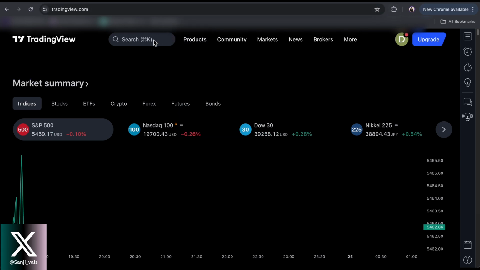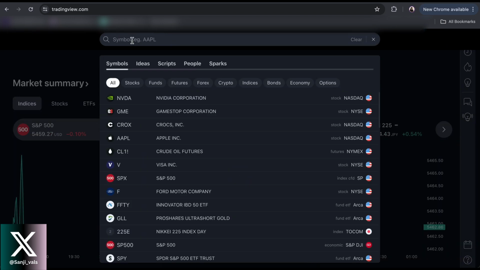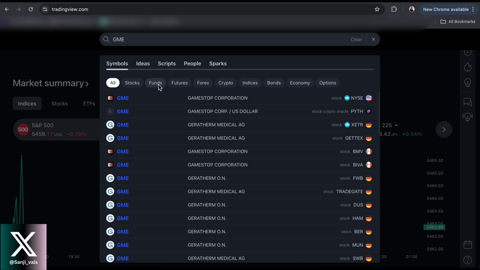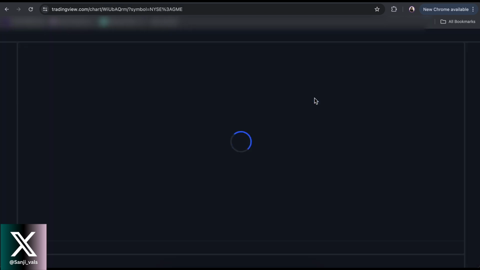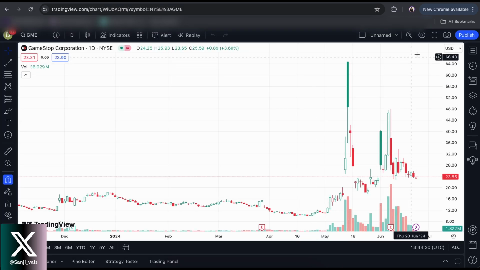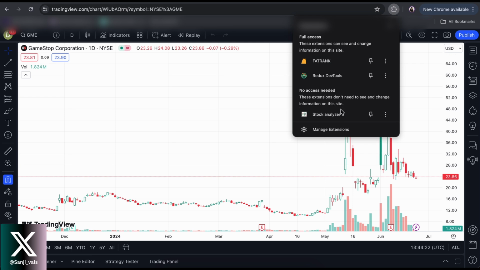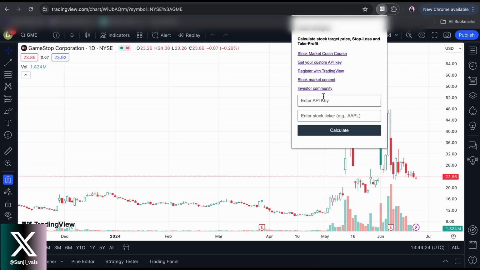But first, let's start analyzing the stock. Let's say you want to analyze the GME stock, GameStop. You input the ticker over here, GME, in TradingView. And then you open my extension over here, Stock Analyzer. You just have to enter your custom API key and the stock ticker. How to get your API key? Just press over here, get your custom API key.